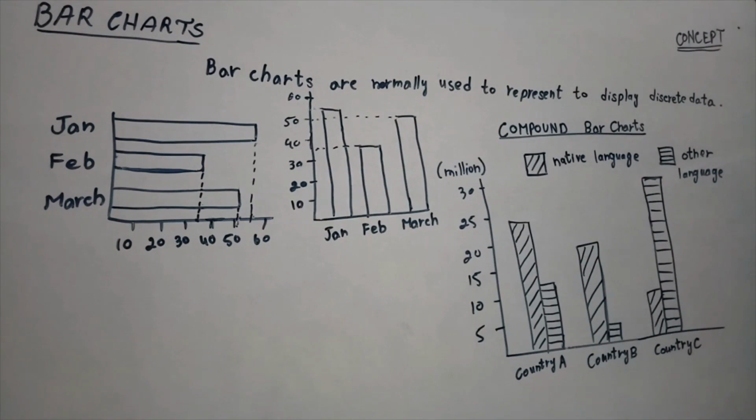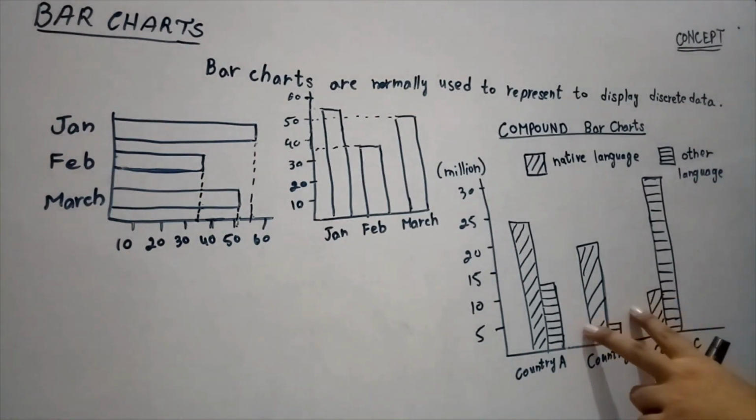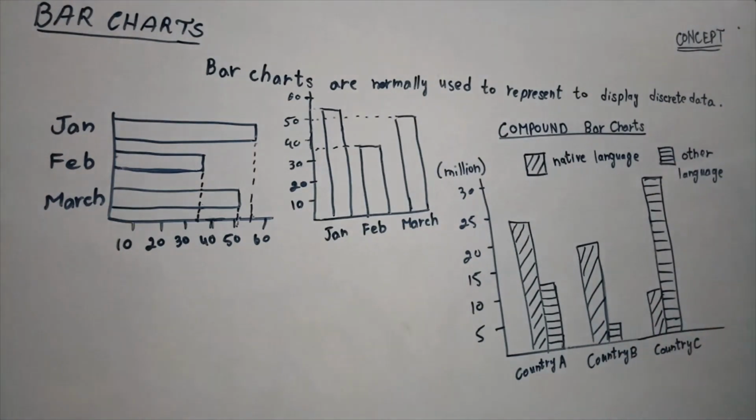And we have compound bar charts too. So what is a compound bar chart? You can see here these bars are consecutive, or joint. It is used to compare things. In the same data set we have two different types of data, so we can compare them.